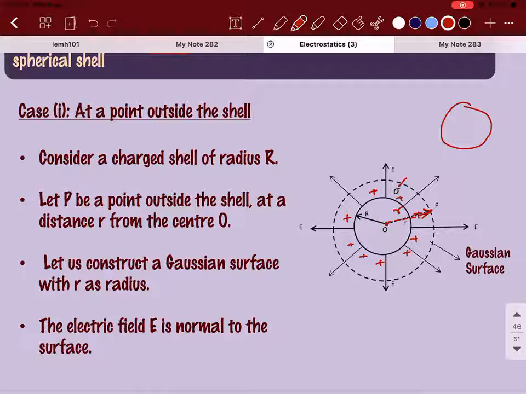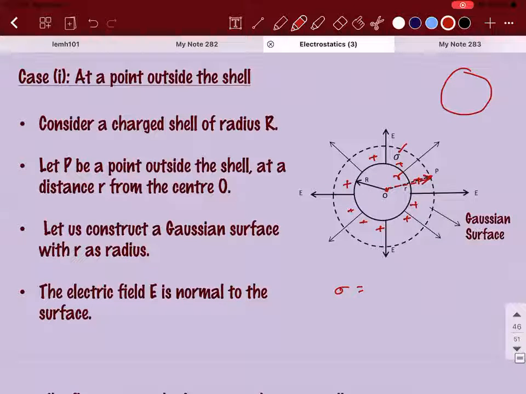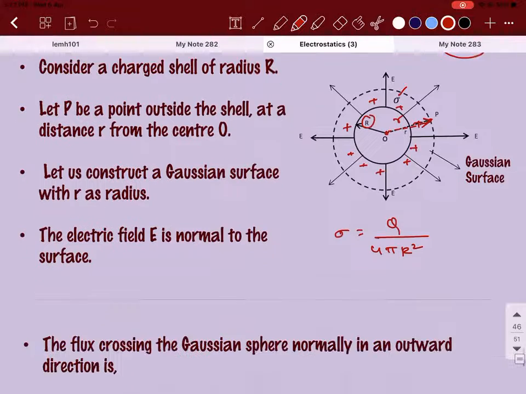So what is the second step? You need to consider the type of charge distribution. So what is sigma? The total charge by area. What is the area of a sphere? 4 pi capital R squared. Here capital R is the radius of the spherical shell, and small r is the variable distance from the center to any point. Okay, and this is the case.